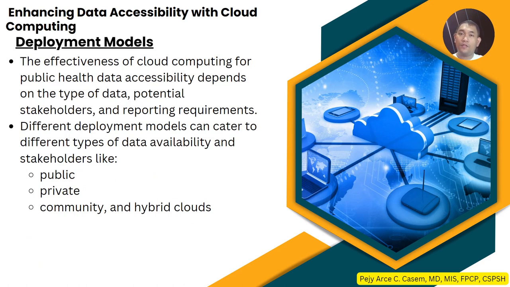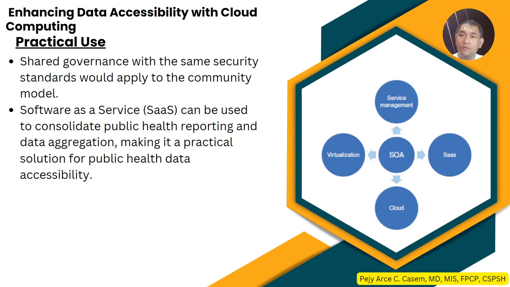So we have also the deployment models. The effectiveness of cloud computing for public health data accessibility depends on the type of data, potential stakeholders, and reporting requirements. Different deployment models can cater to different types of data availability, like your public, private, community, and hybrid clouds. Hybrid cloud is the combination of your public, private, and community clouds. So what is the practical use? Shared governance with the same security standards would apply to the community model. As I hope you are aware, software as a service, or SaaS, can be used to consolidate public health reporting and data aggregation, making a practical solution for public health data accessibility.